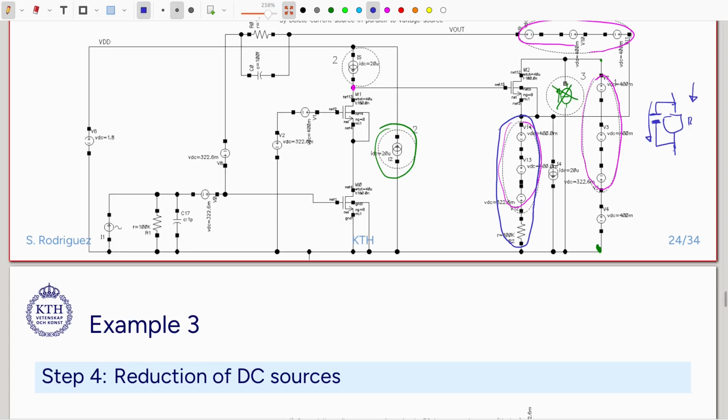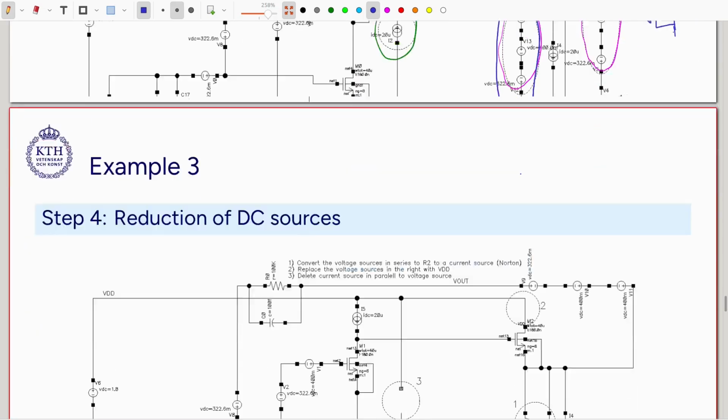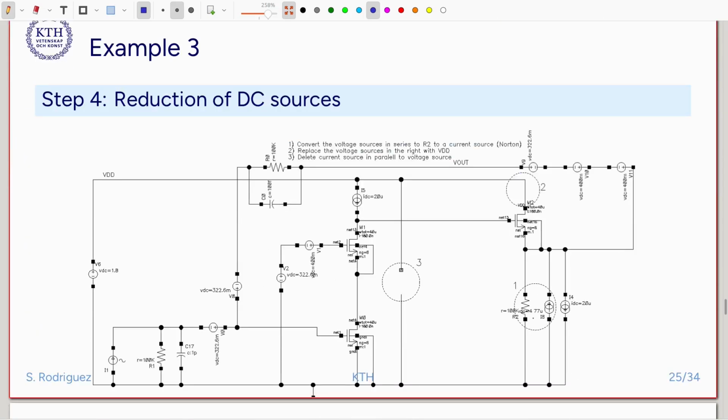So I'm going to convert this resistance and this voltage source in series from a Thevenin to a Norton equivalent, and that will basically produce this current source going up and the resistor that is basically the same.